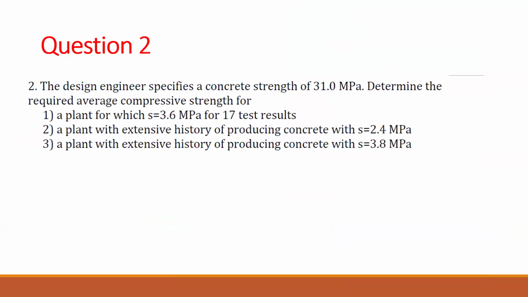Okay, let's move to the second question then, if you don't have any question regarding the first one. In the second question, they are saying the design engineer specifies a concrete strength of 31 megapascals. Determine the required average compressive strength. So we are looking at two strengths. Specified concrete strength, we use f'c as the abbreviation, and required average compressive strength, we use f'cr for that.